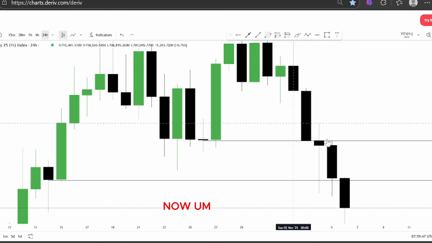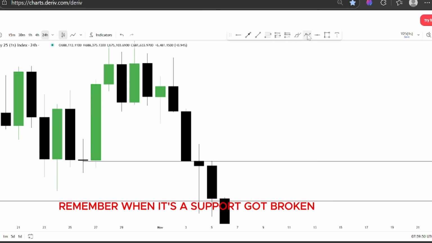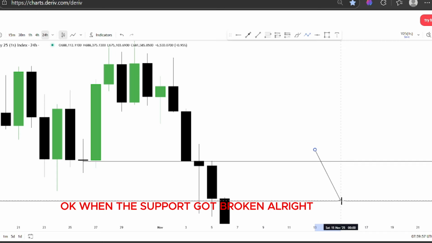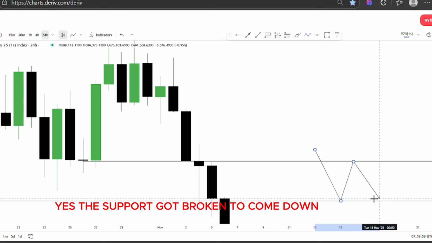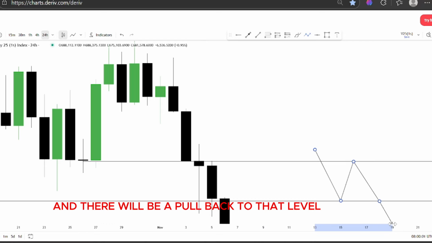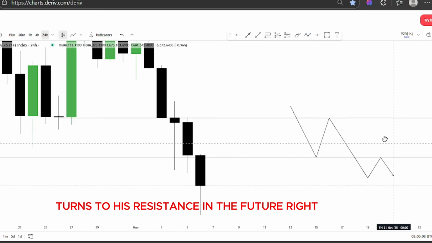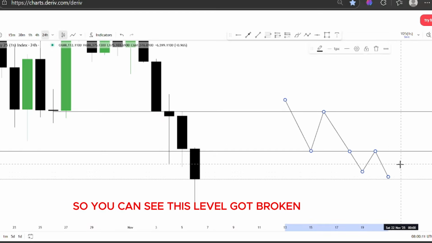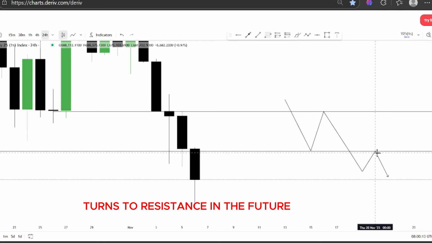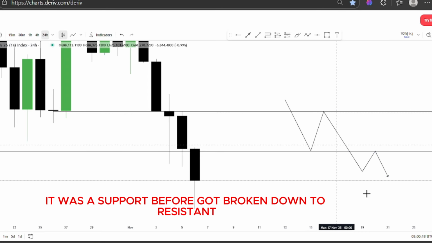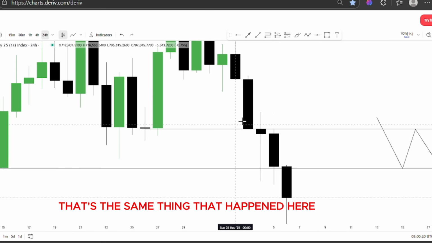Now, market went below. Remember, when a support gets broken, there will be a pullback to that level to confirm it as a resistance. Support broken turns to a resistance in the future, all right? So you can see this level got broken, turns to resistance. It was a support before, got broken, turns to resistance. The same thing here.